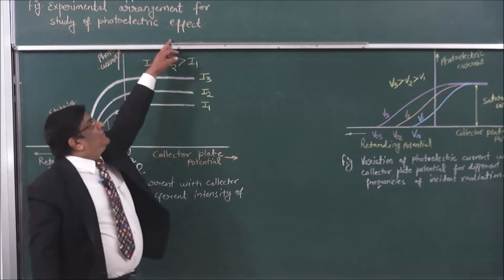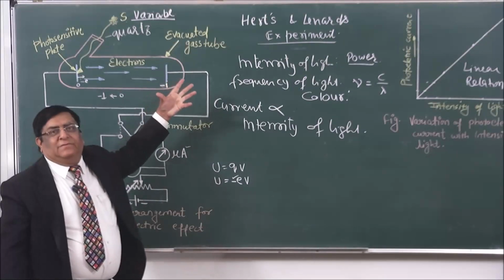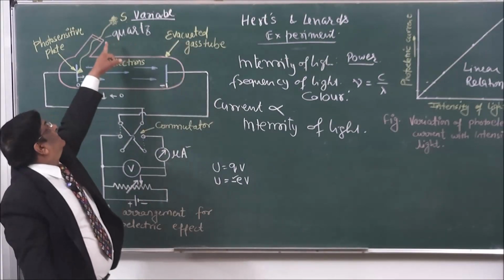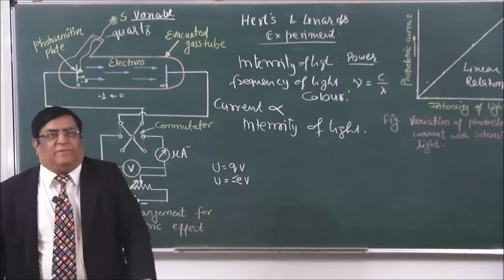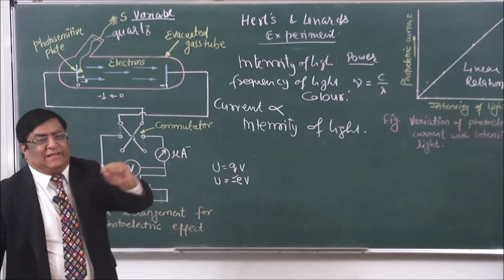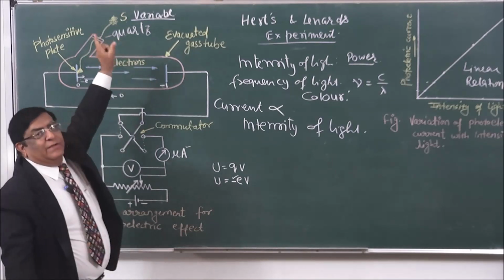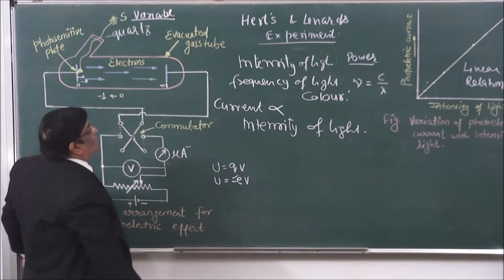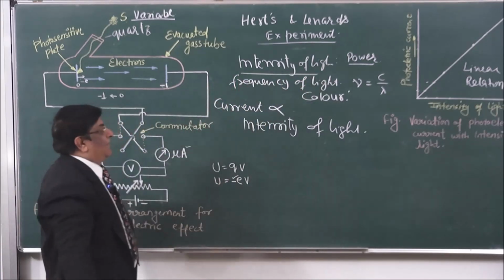Okay, this was for a particular bulb, say a 100 watt bulb here. Now I put here a 200 watt bulb, but I do not change the frequency. If it was a green bulb earlier, now again it is a green bulb. But the power is 200 watt, so the intensity of the light increases 2 times.